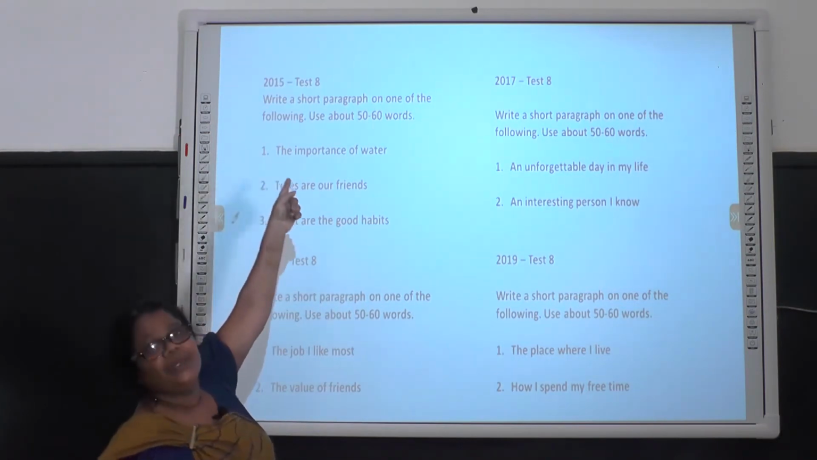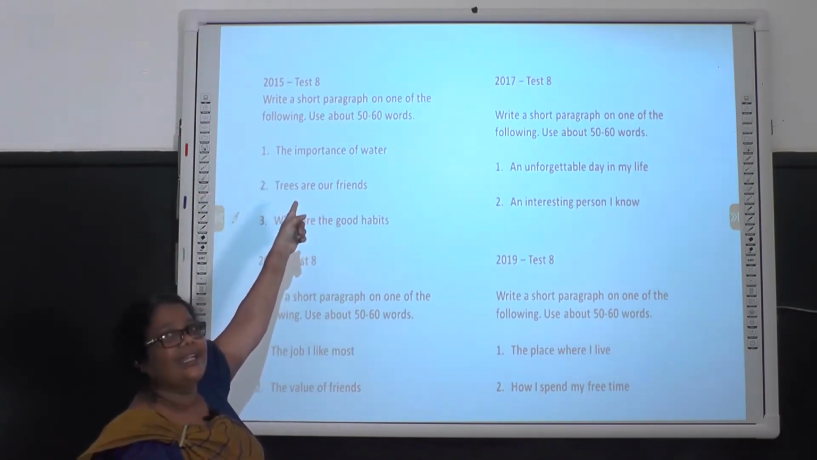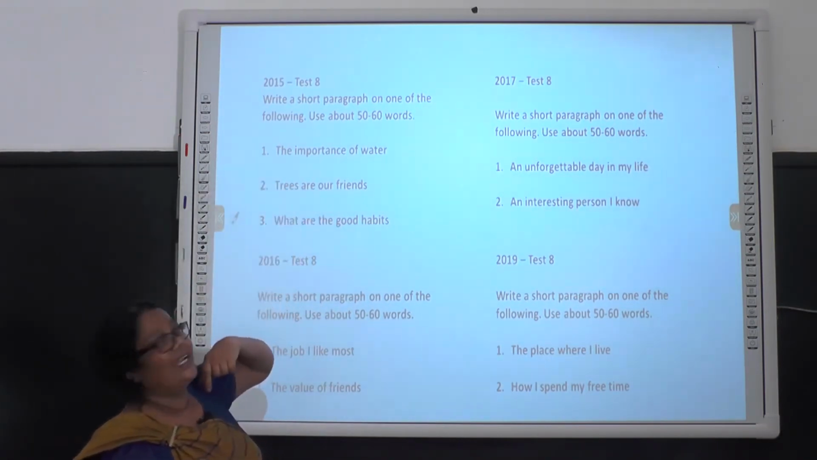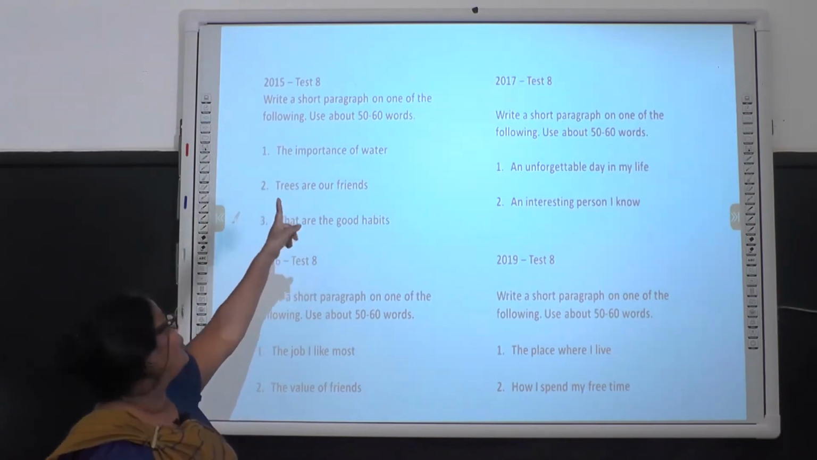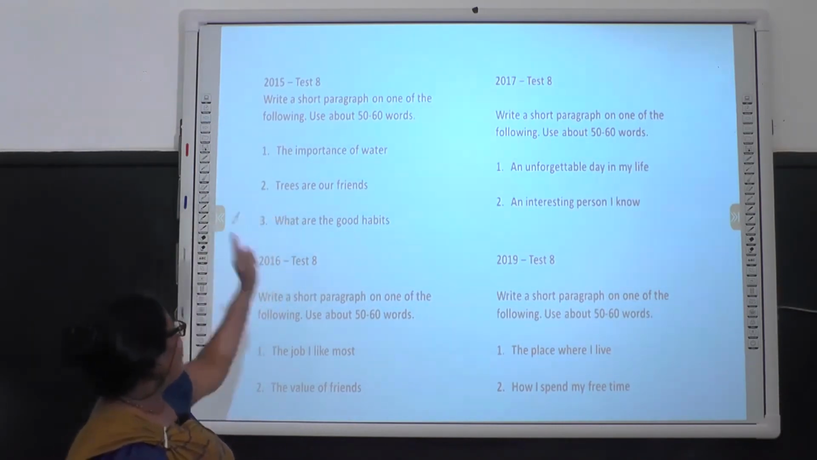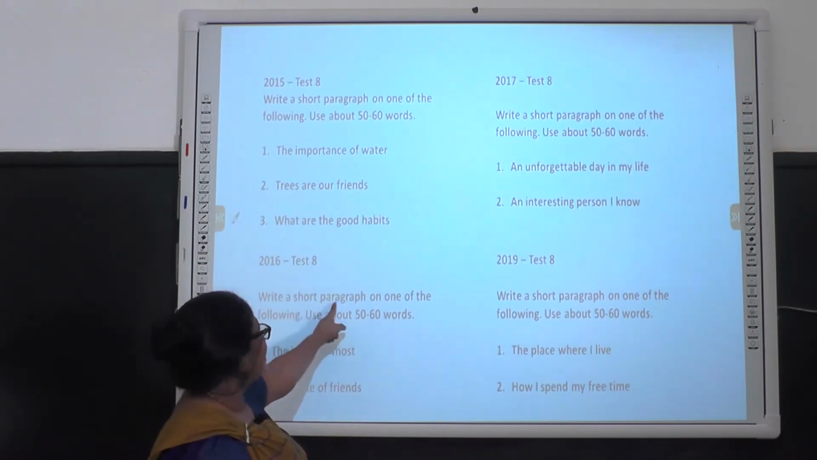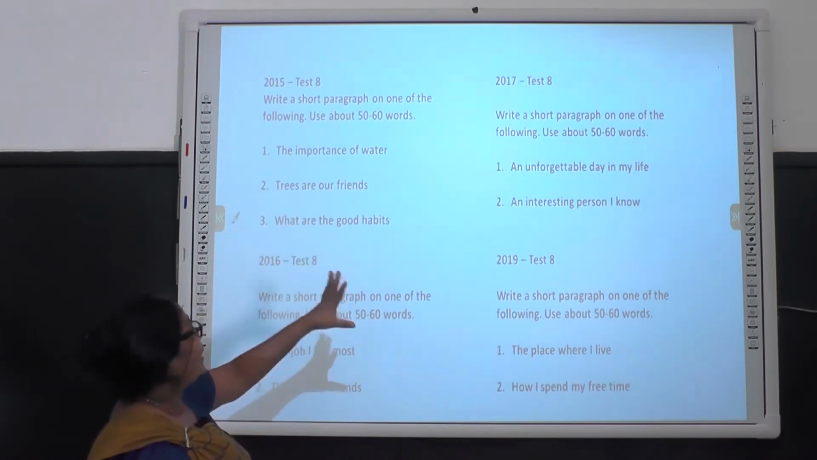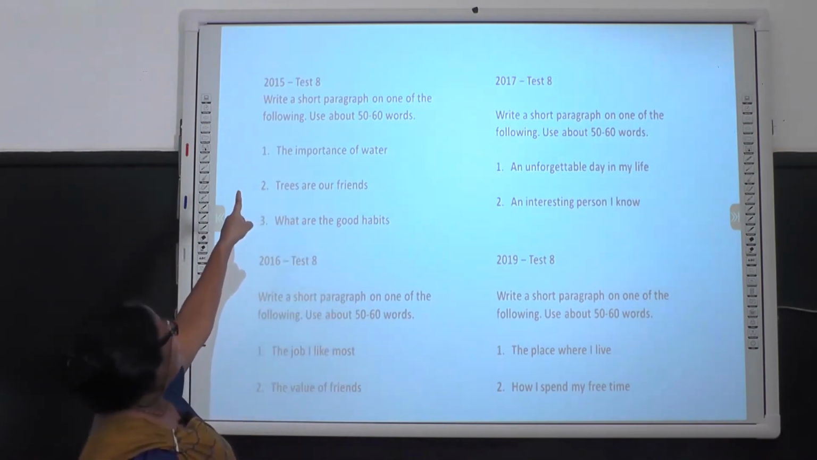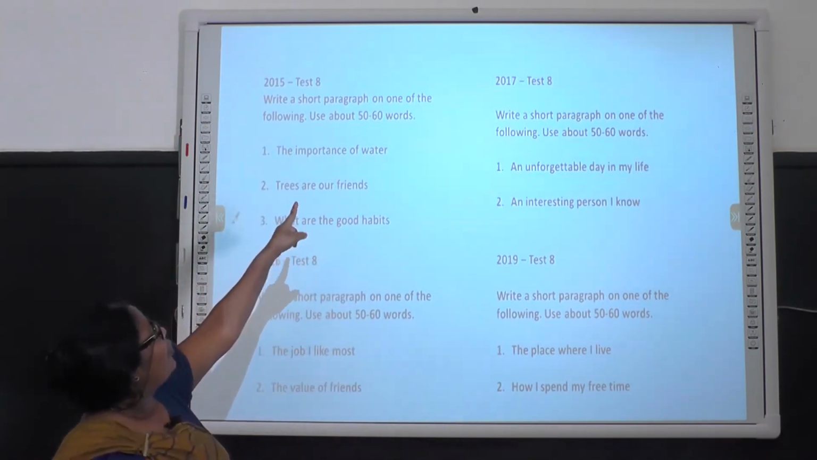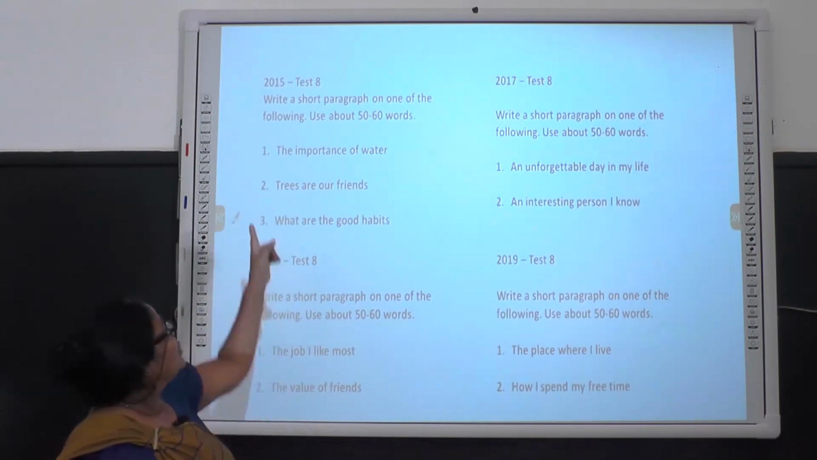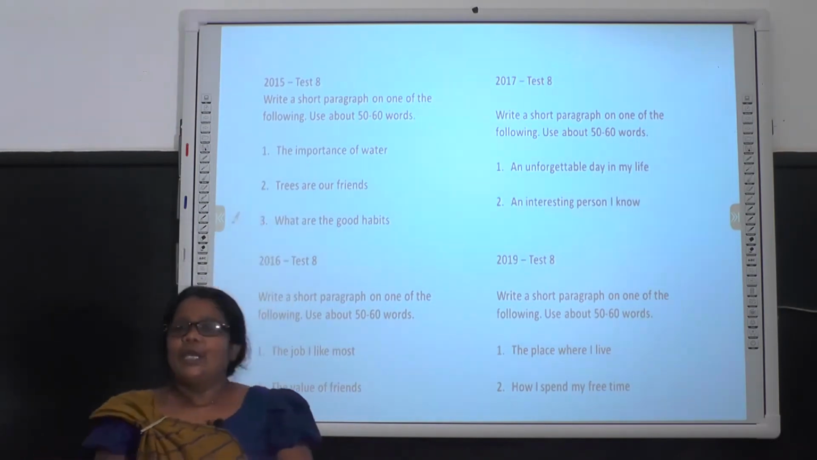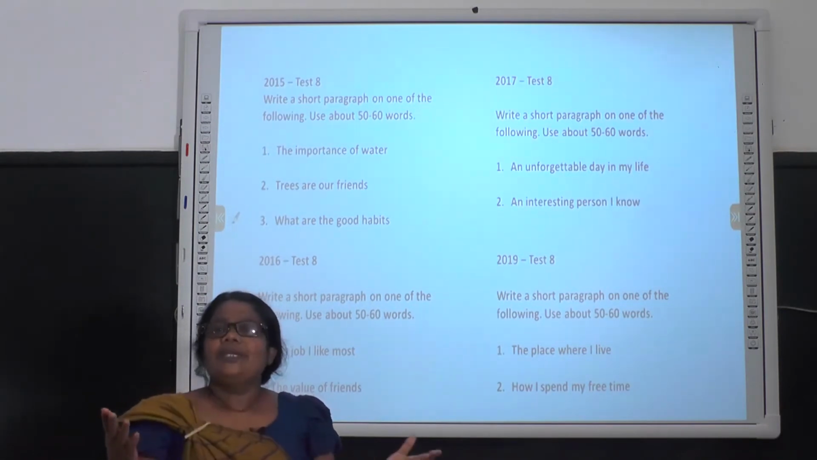Now I move on to the rubrics, the guidelines. Rubrics are given. You can see here 2015 and also 16, 17 and 18 are given. Right, this first rubric: write a short paragraph on one of the following. Use about 50-60 words. Imagine that I am in grade 11.